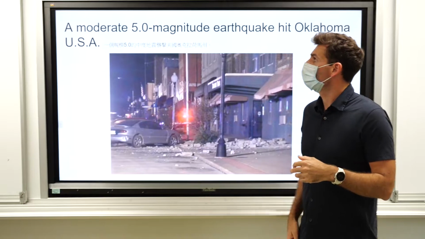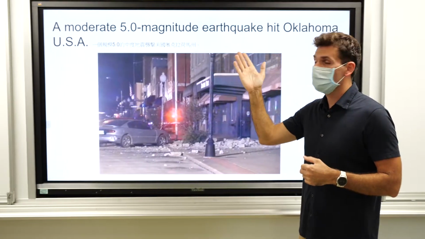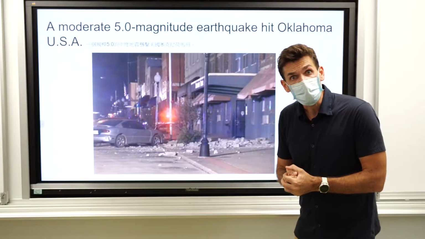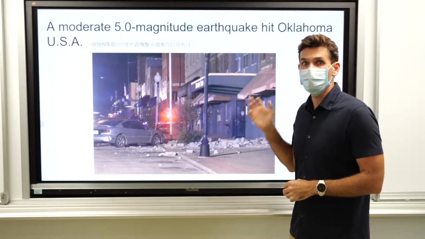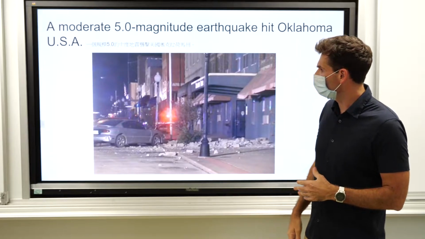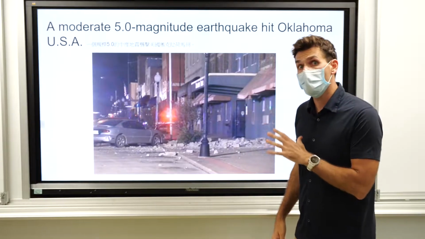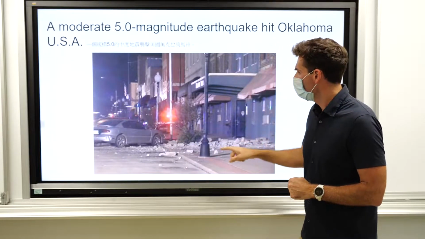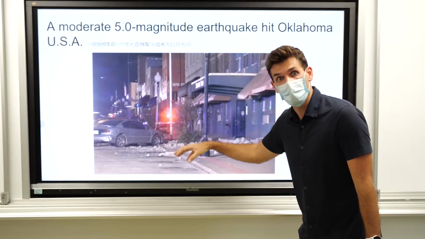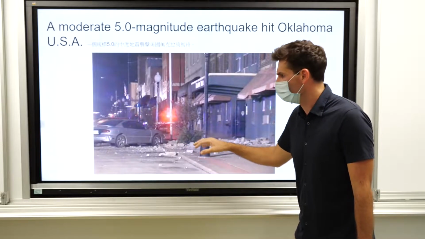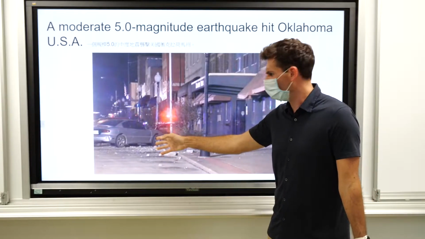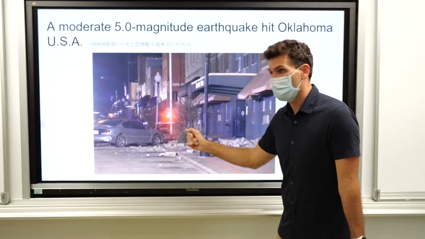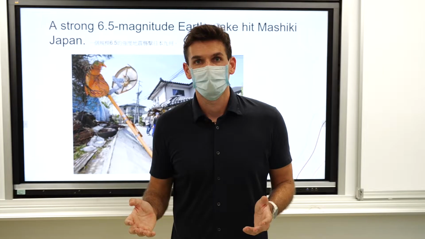So let's look here. A moderate 5.0 magnitude earthquake hit Oklahoma, USA. Whoa. So you can see it is moderate. The buildings are okay, but some bricks have fallen. So there is some damage. Whoa. And maybe this car, it was moved, or maybe he had a car accident in the earthquake.